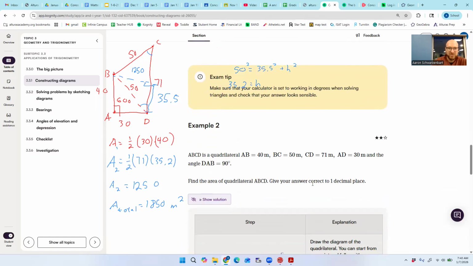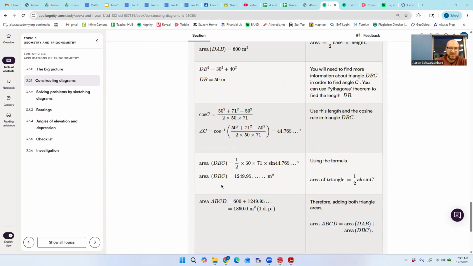Oh, correct to one decimal place. I need to read the directions quick. This was 1249.96. The six is going to round up, so that actually is still the same number. Always make sure to read the final directions on rounding. If it specifies, it's worth a point.